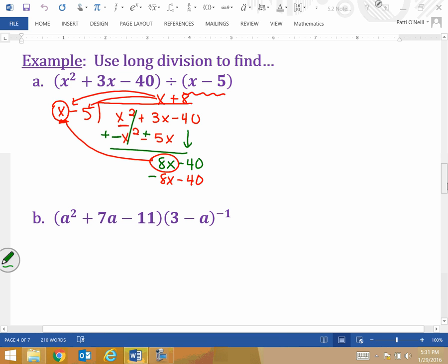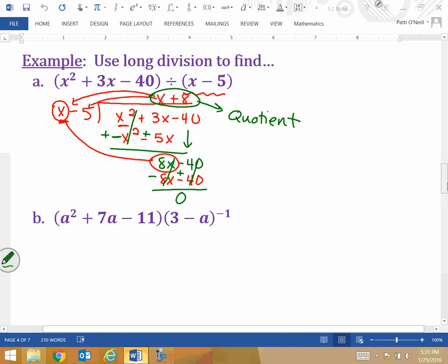So I'm going to change this to subtract the addition, the plus sign that's implied in front of the 8x, to a minus sign, and this will turn into a plus. So we notice that both of these drop out, which means we have a remainder of 0. So this means that the quotient of x squared plus 3x minus 40 divided by x minus 5 is equal to x plus 8. This is our quotient.